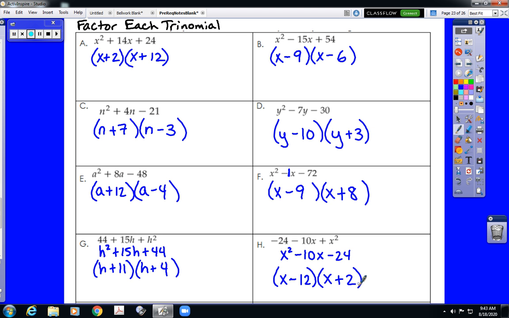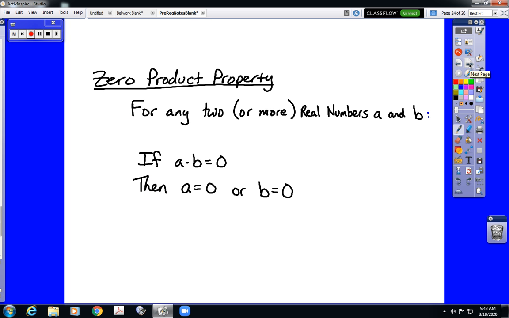Now, once we get the factoring part down, the next step is to figure out how to solve. And that is using what is called the zero product property. The zero product property states that if we have two or more real numbers, a and b, and it could include c, d, e, as many as we need it to include, if we're multiplying real numbers together and we're getting a result of 0, so if a times b is equal to 0, then one of those numbers, either a or b, must equal 0. You can't multiply non-zero numbers and get 0. So one of those two numbers has to be 0.